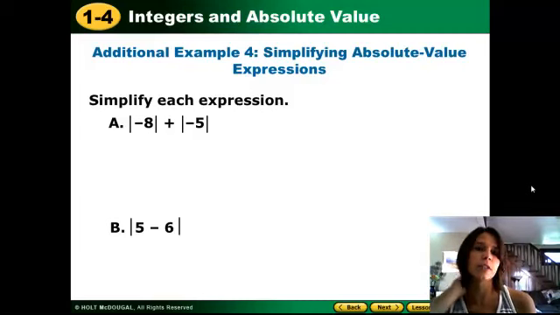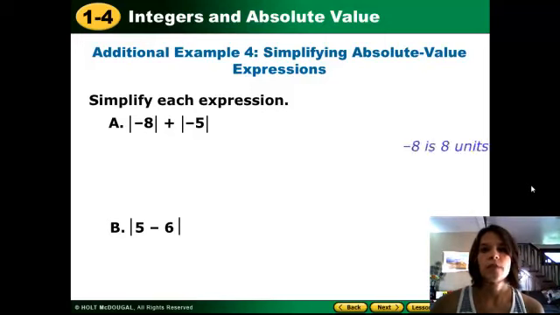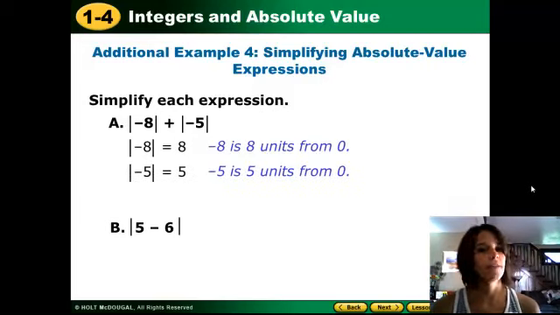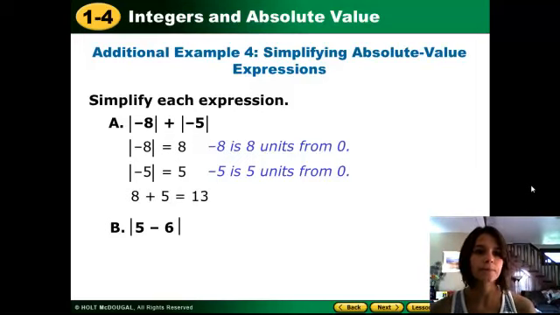Simplify each expression, the absolute value of -8 plus the absolute value of -5. Absolute values are kind of like grouping symbols. You need to solve them first. So the absolute value of -8, it's 8 units from 0, so it's just +8. And the absolute value of -5, again, 5 units away from 0, so it's just 5. Now I've got my grouping symbols taken care of. I can just perform the arithmetic and add those together to get 13.